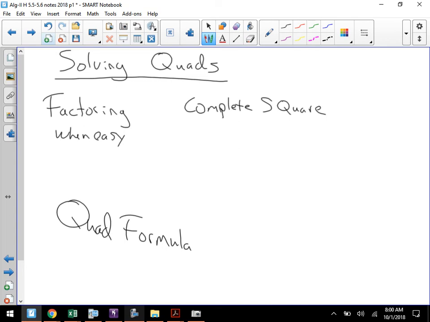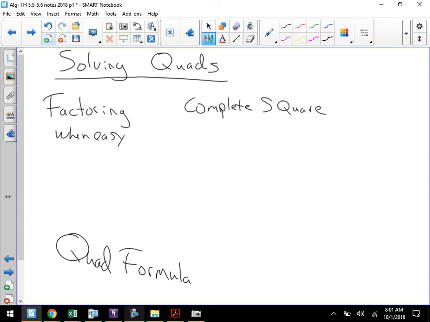If you look at something, you know what times what equals 12, and you add together to get -1. Or -12 and -1. I'm trying to think of an example off the top of my head. Like x squared minus x minus 12 equals 0. If you can see that and go, oh, I know what my factors of 12 are that add to -1, I can do that real quick. What are they? 3 and -4.